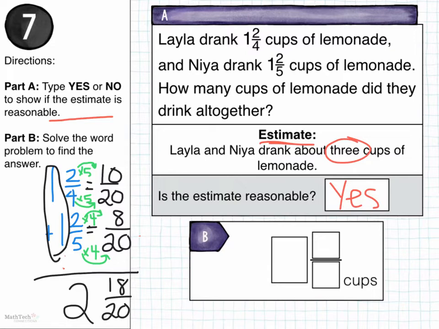Now, some of you super smarties ready for 6th grade are noticing here that 18 and 20 are both even numbers. They both have 2 as a factor. I could simplify this answer to be 2 and 9/10. But both of these are the same. They're equivalent. So I would accept the answer 2 and 18/20 or 2 and 9/10. I recommend you do what your math teacher usually expects from you as far as simplifying fractions.